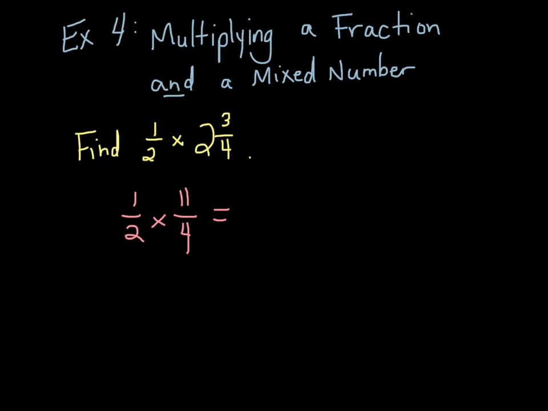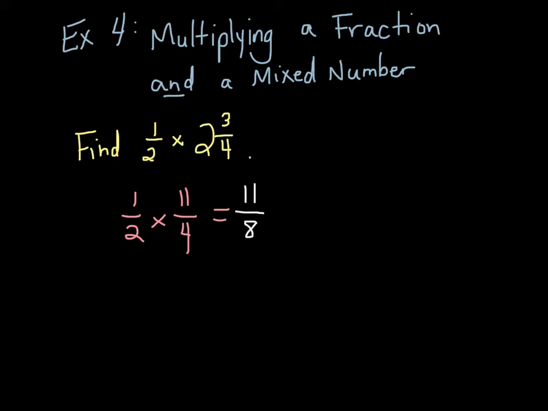And 2 and 11 don't have any common factors. 11 happens to be a prime number, so it can only be divided by 1 and itself. And 2 is also prime, so it can only be divided by 1 and itself. So again, if they can only be divisible by 1 in common, then we just leave them the same. And we just multiply them across. So 1 times 11 is 11, 2 times 4 is 8.